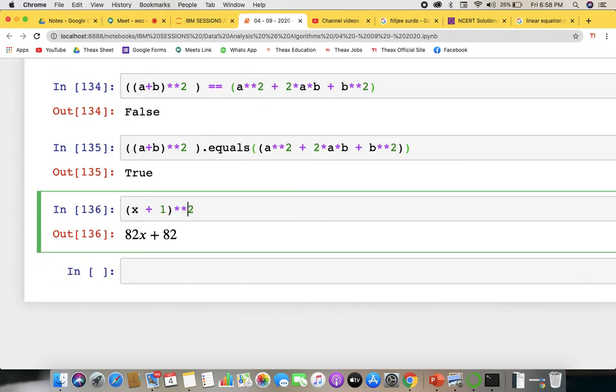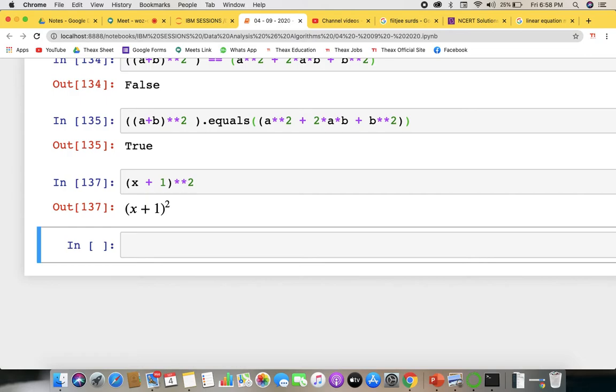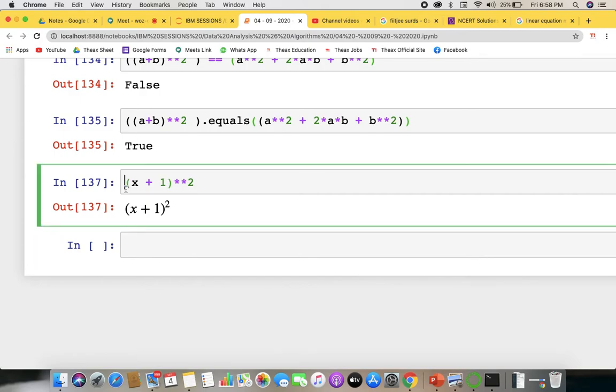X plus 1 whole square. This is x plus 1 whole square now, right? And now this is x square plus 2x plus 1, exactly.